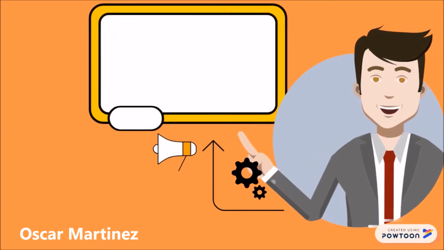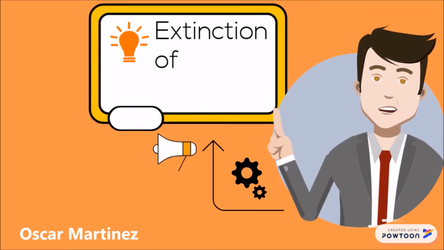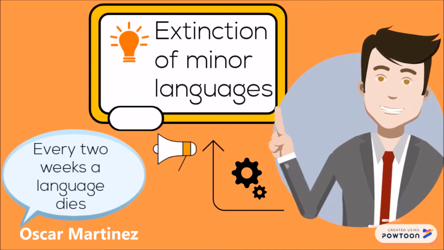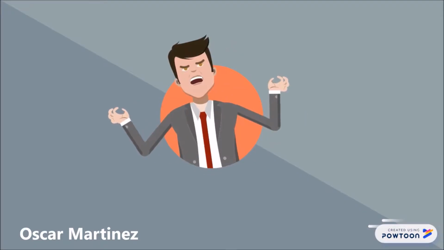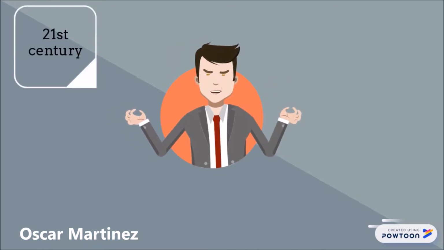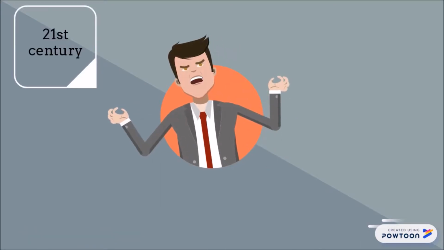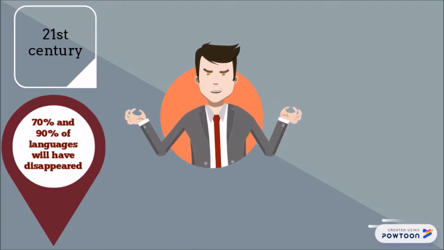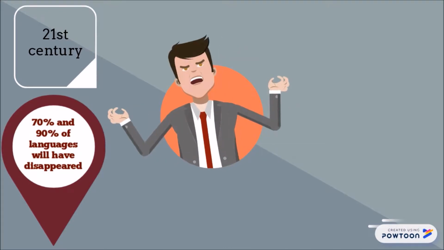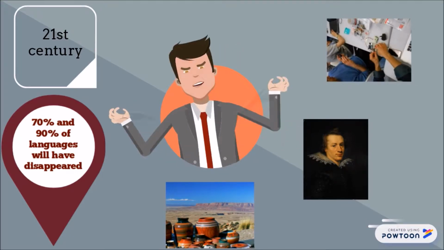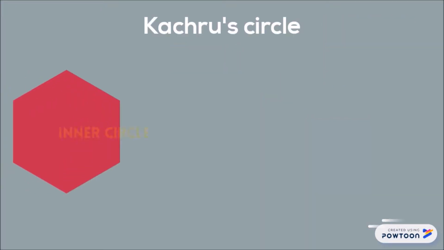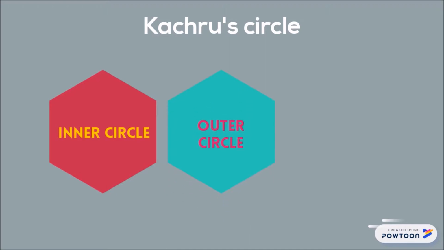English is contributing to the extinction of minor languages. Did you know that every 2 weeks a language dies? If these tendencies continue, by the end of the 21st century, between 70 and 90% of the languages will have disappeared. And as a consequence of this loss of languages, there is an irreparable loss of cultural, historical, and scientific knowledge.